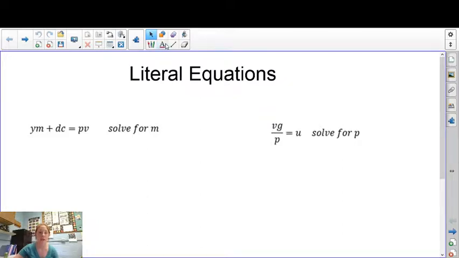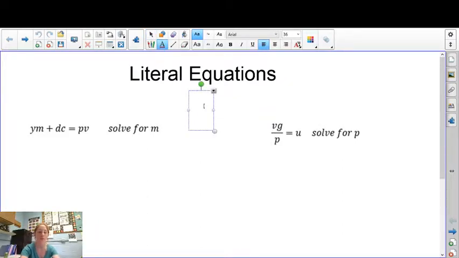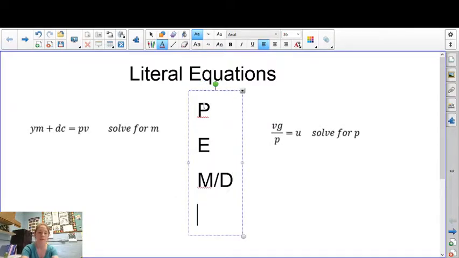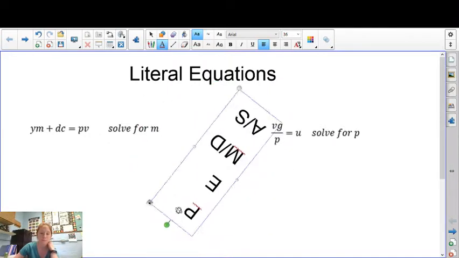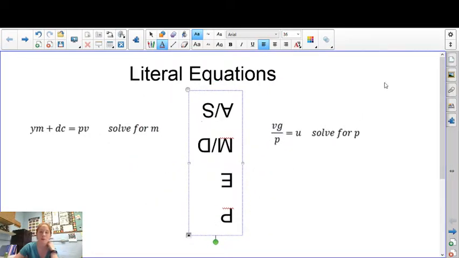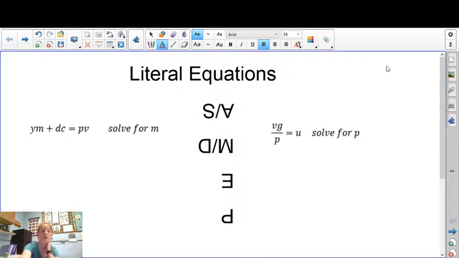So we're going to use those tools that we learned in our last video. We're going to take our Please Excuse My Dear Aunt Sally, and we're going to flip it on its head and go backwards.